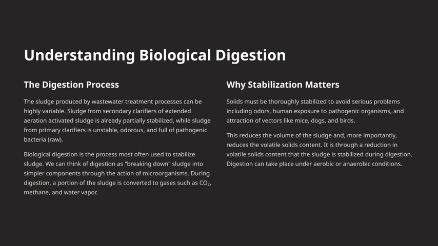Understanding biological digestion is key to managing wastewater sludge effectively. The digestion process is essentially about breaking down sludge into simpler components, and this is primarily achieved through microorganisms. The sludge we deal with can be quite variable. For example, sludge from secondary clarifiers of extended aeration-activated sludge is already partially stabilized, meaning it's less problematic. In contrast, sludge from primary clarifiers is often unstable, odorous, and full of pathogenic bacteria, which makes it more challenging to handle. Biological digestion is the most common method used to stabilize sludge.